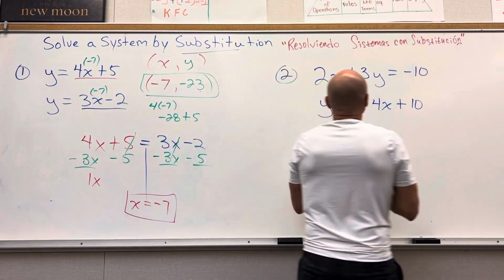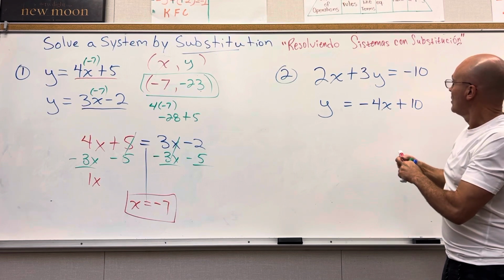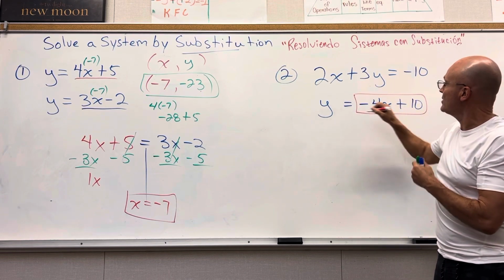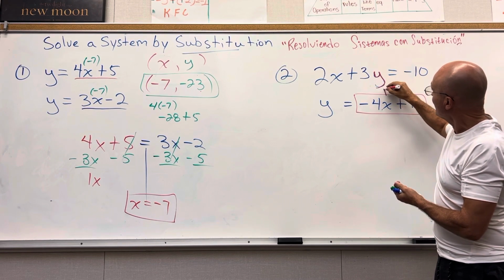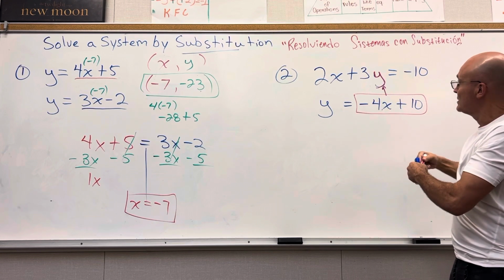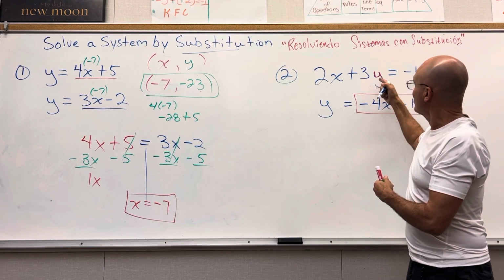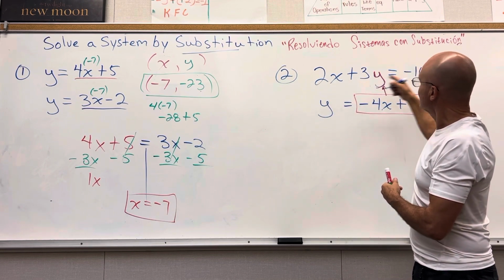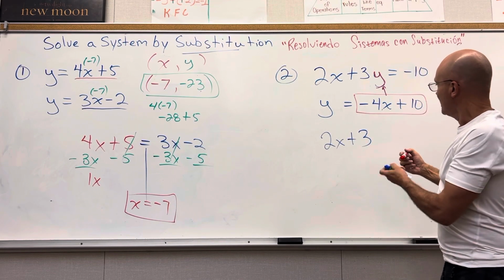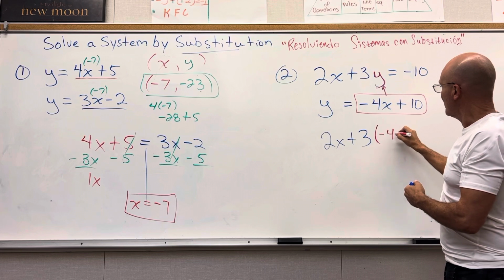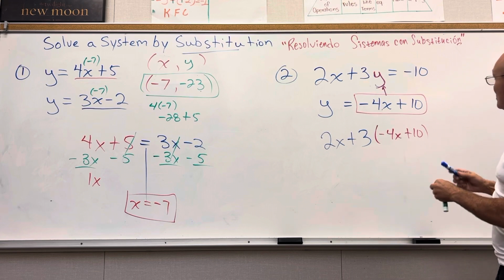Over here, we only have y equals in one of the linear functions. And so I'm going to go ahead and tell you that this guy right here is our substitution for y, which I want to put right there and rewrite the top equation. So as y is equal to negative 4x plus 10, I replace the y and I just rewrite this standard form problem: 2x plus 3, and in parentheses, negative 4x plus 10, that represents y, that equals negative 10.